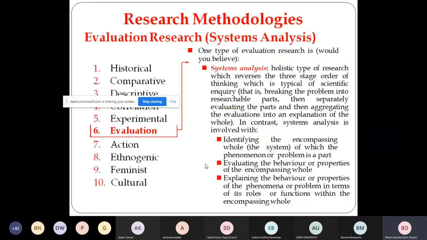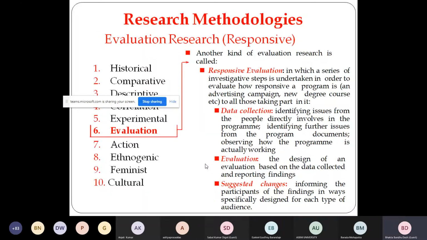Then the next step is to evaluate the behavior or property of the encompassing whole. That means not only do you identify, but you evaluate each and every aspect of it, and you explain the properties. So ultimately, there are three things in a system analysis process: number one, identification, evaluation, and explanation of a system. Then it links to your responsive evaluation.